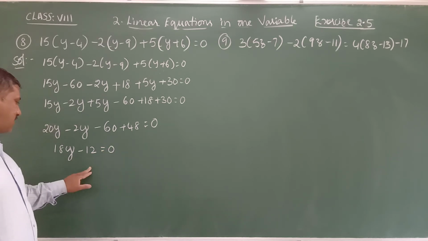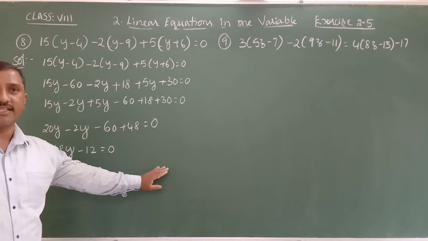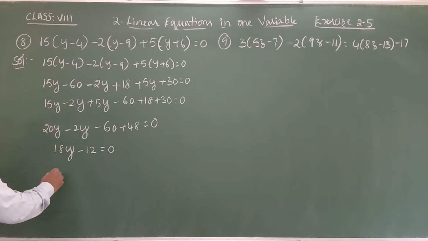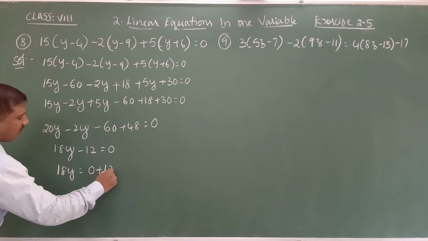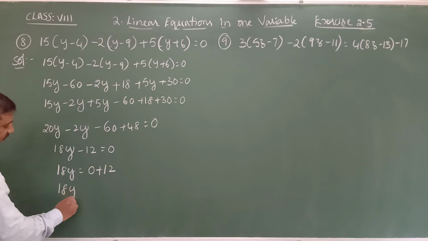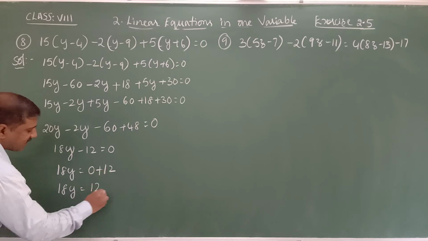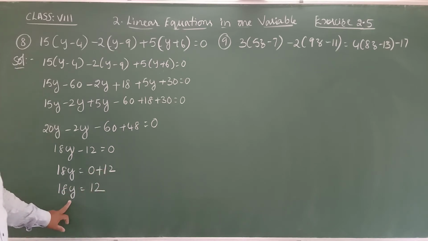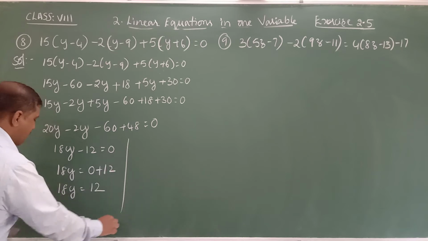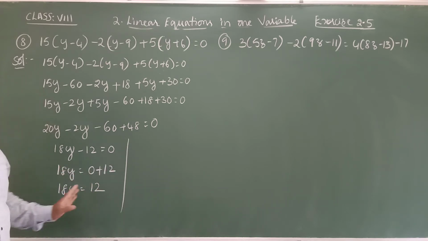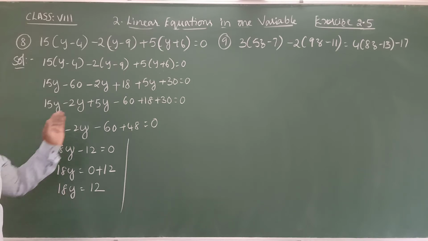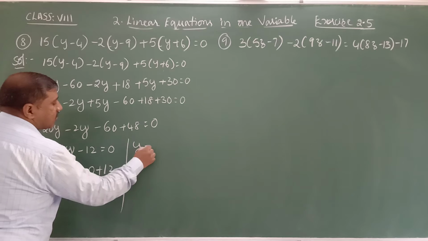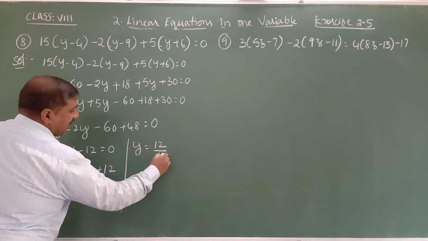So to solve this, transpose minus 12 to the RHS, it will become plus 12. That is 18y is equal to 0 plus 12, it is 12. Now we need to find y. So transpose 18 to the RHS. 18 here is multiplying with y, so when we transpose to the RHS, it is divided. That is y is equal to 12 by 18.